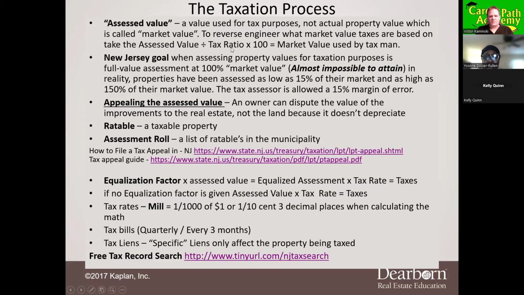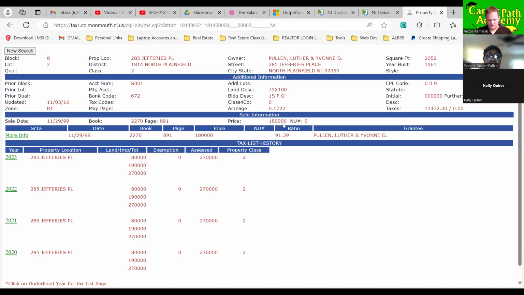Oh, you know what? I multiplied it. $80,000 divided by 91.39. That's $1,969, times it by 100. There we go. Okay, that's right. It's $196,958. That's what your property was valued at when you bought it.